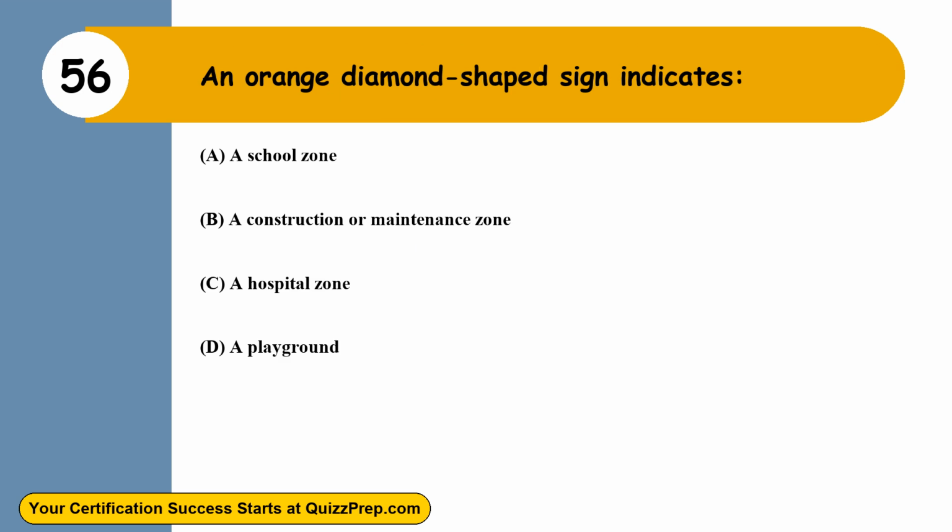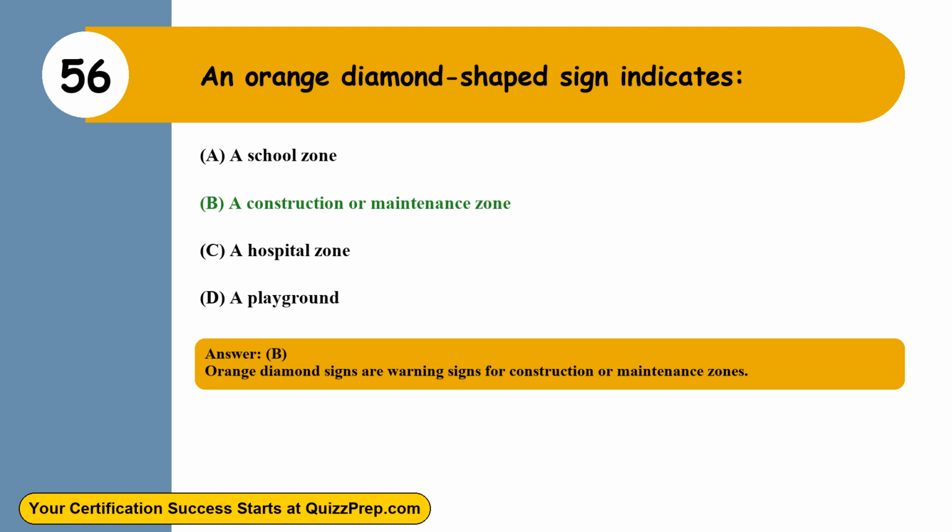Question 56. An orange diamond-shaped sign indicates: Option A, a school zone. Option B, a construction or maintenance zone. Option C, a hospital zone. Option D, a playground. The correct answer is option B, a construction or maintenance zone. Orange diamond signs are warning signs for construction or maintenance zones.